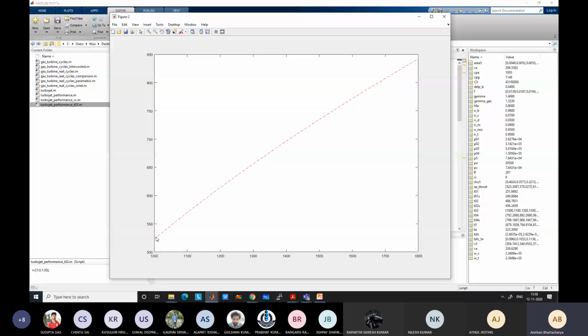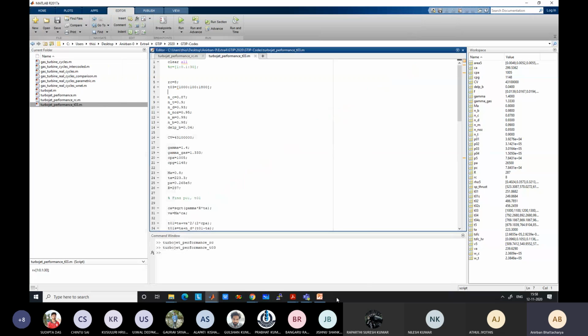So thrust is increasing from say 500 something to 800 something. It is almost linearly increasing. Our case was around 1200 Kelvin, so it was around 600 something. Okay, 610 or 612 was our exact value. You can see that we are almost getting the correct value for this case. So if you combine these two, then you can generate this type of plot.